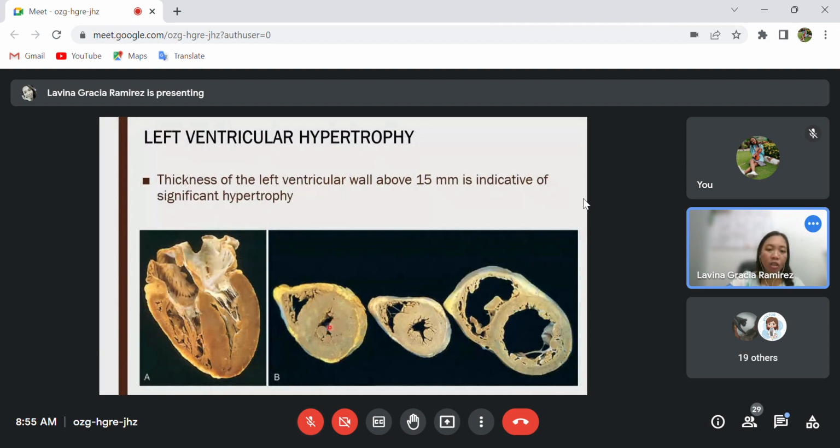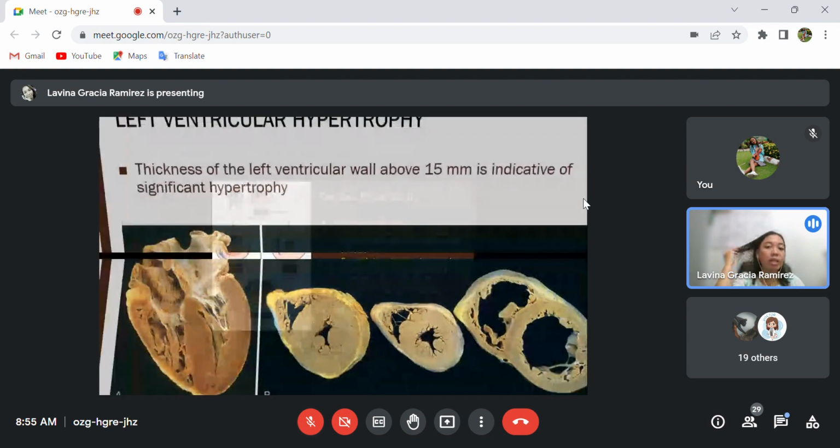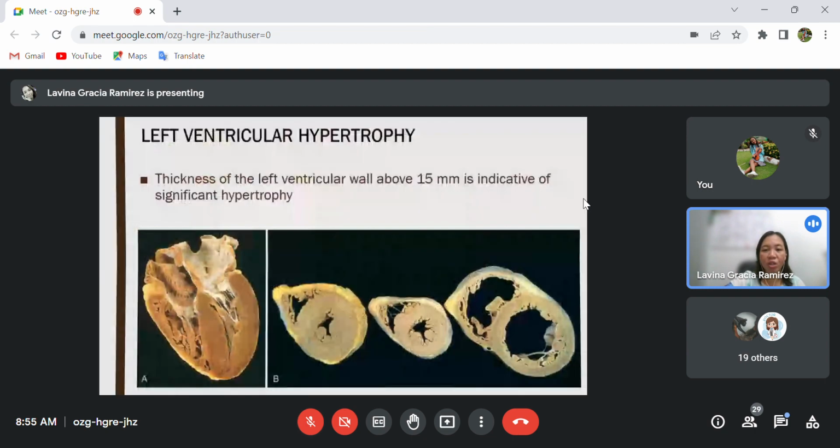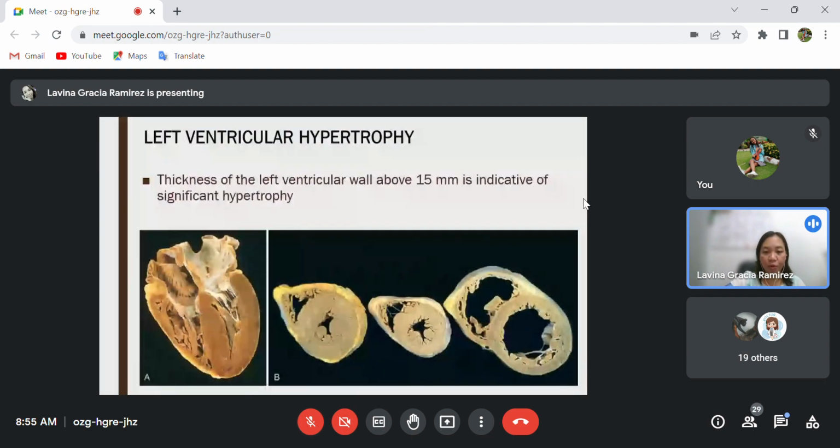So, there is stenosis. So, parang wala ng lumen, konti na lang lumen. So, may pressure. Okay, now, for the eccentric, increase in muscle mass with corresponding increase in gross size of the heart. So, if you will notice na parang ganyan siya. So, lumaki siya. Just like this one. Okay, so ganyan yung itsura ng eccentric hypertrophy. So, kaya nga relate ito na volume overload. So, dito naman pressure overload.